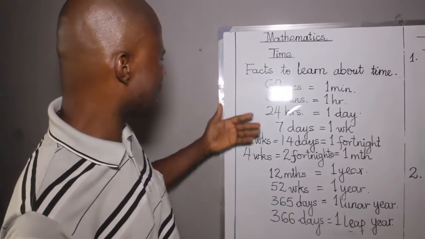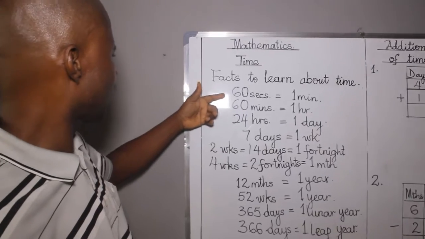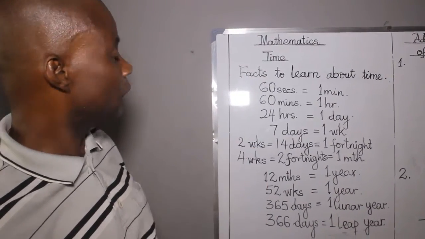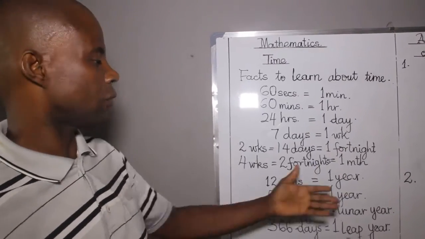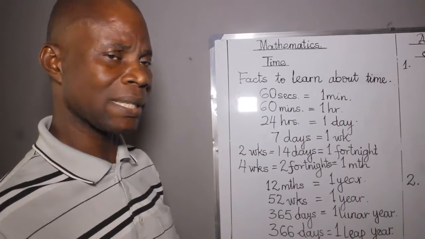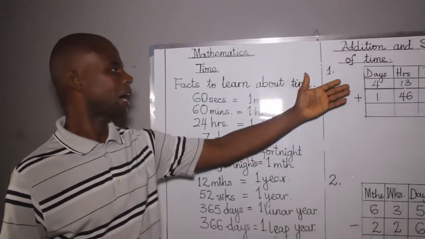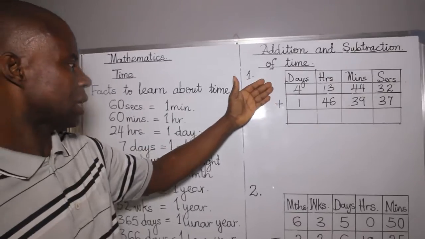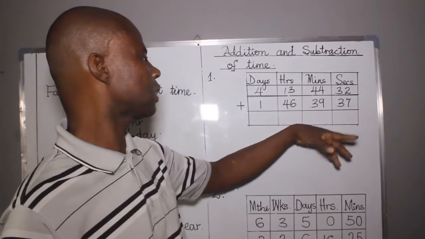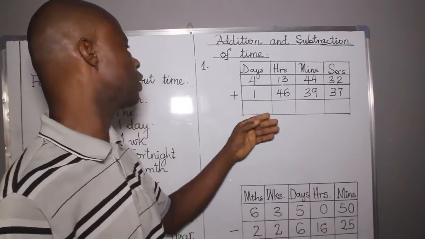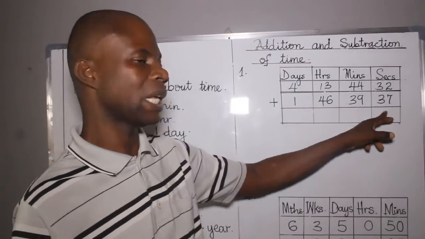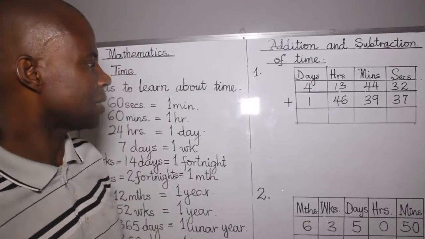Now, we will need basically under this, let's say the first, second, third, fourth, probably part of the fifth, to solve most of these questions. But today we're going to look at two basic examples. The first one is addition, and here we have the addition. We can all see 4 days, 13 hours, 44 minutes, 32 seconds. We have to add it to 1 day, and 46 hours, 39 minutes, and 37 seconds.